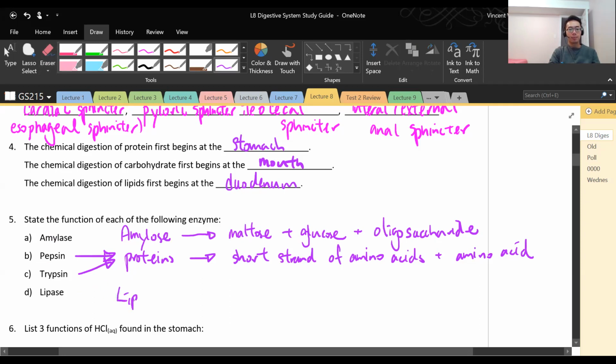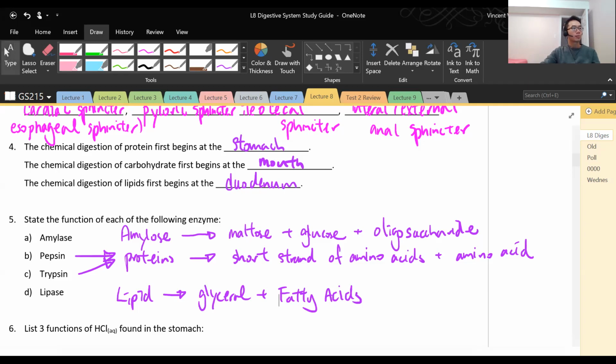Lipase is going to take lipids and you're going to break them down into glycerol plus fatty acids. Okay. So those are the enzymes.